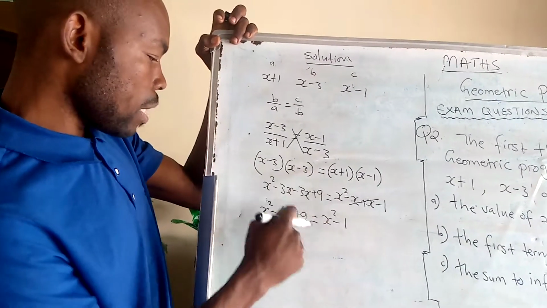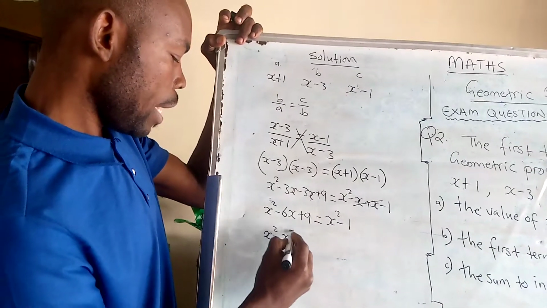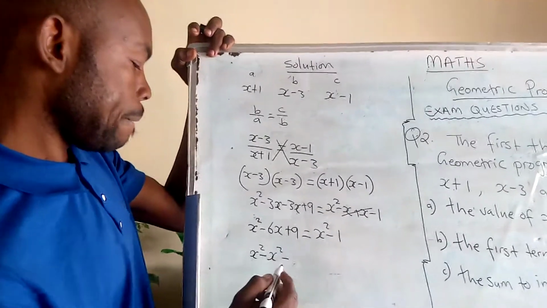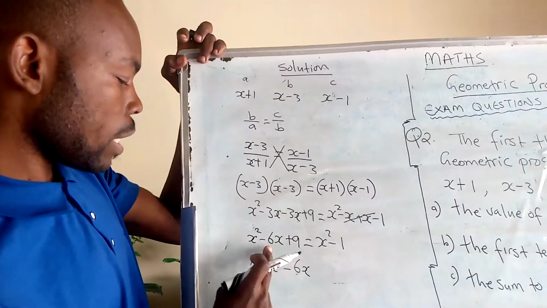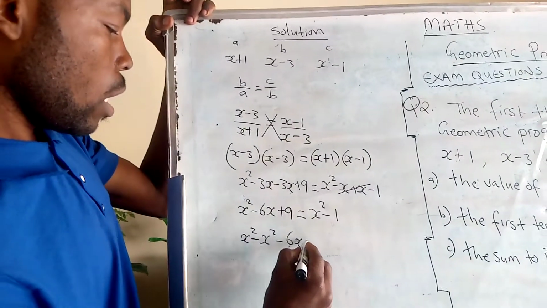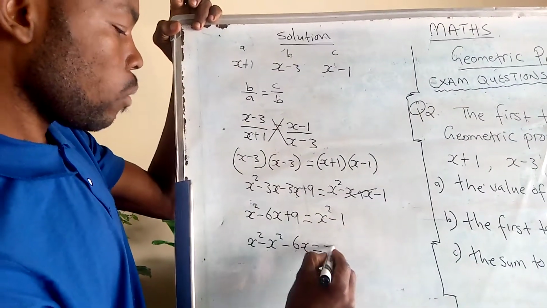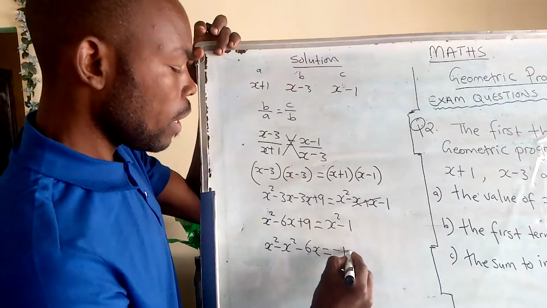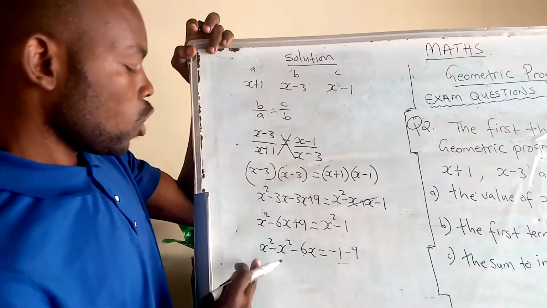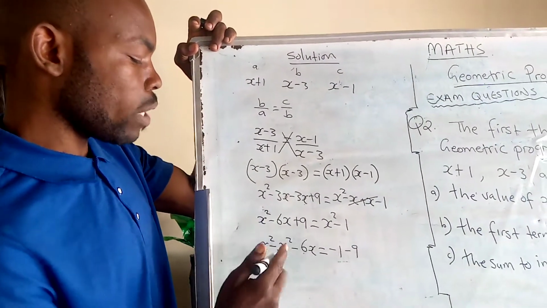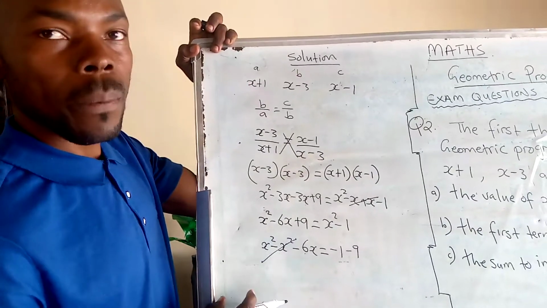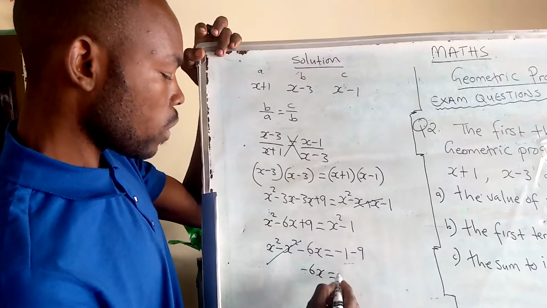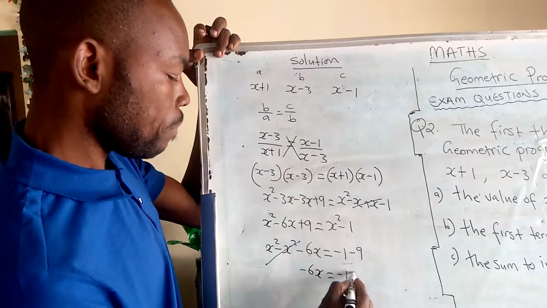When this x squared comes to this side, it becomes minus x squared. You have minus 6x, which is here, equals negative 1, which has remained. When this positive 9 crosses the equal sign, it becomes negative 9. So x squared minus x squared gives you 0, it will go. What are you remaining with? You are remaining with negative 6x equals, when you add there, negative 10.